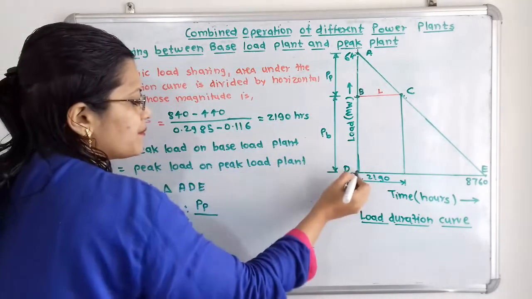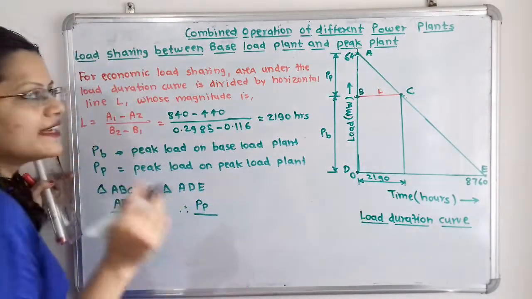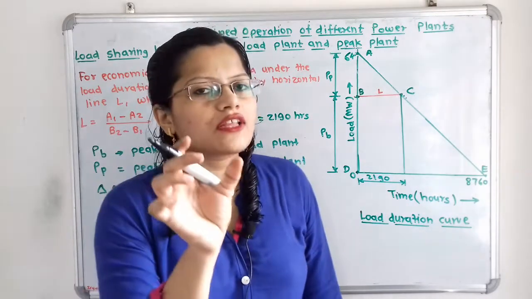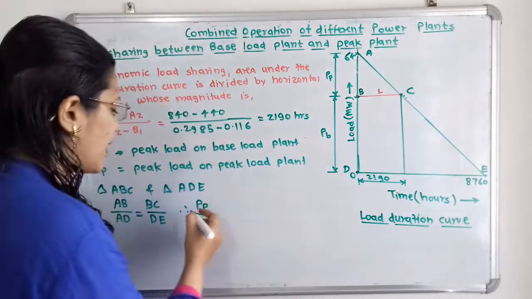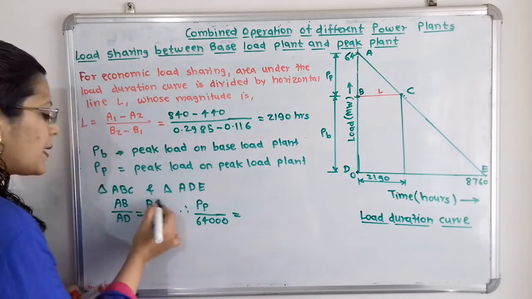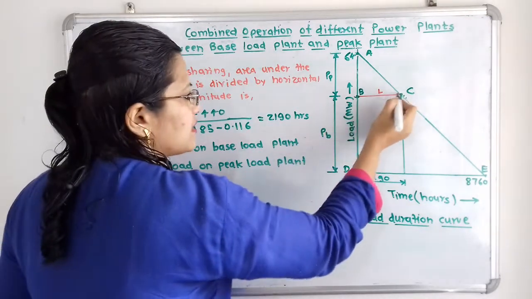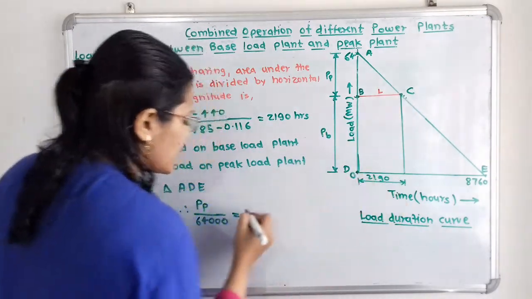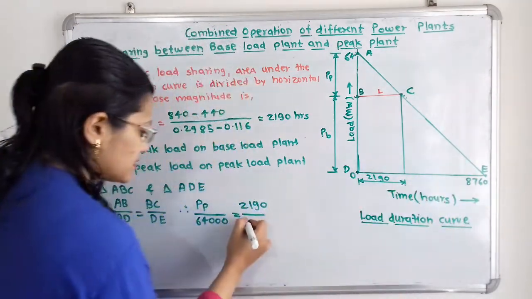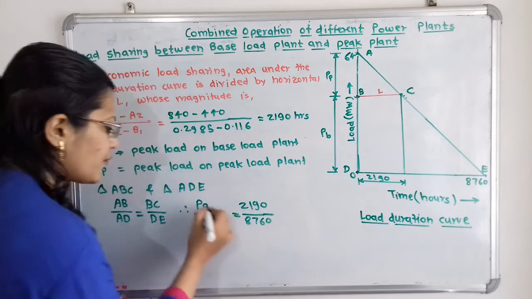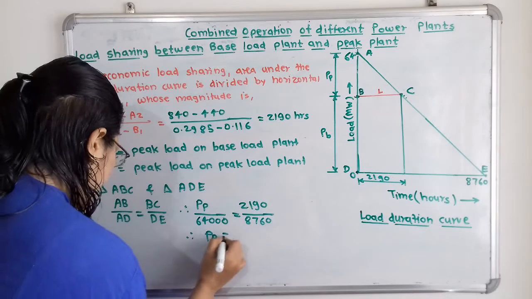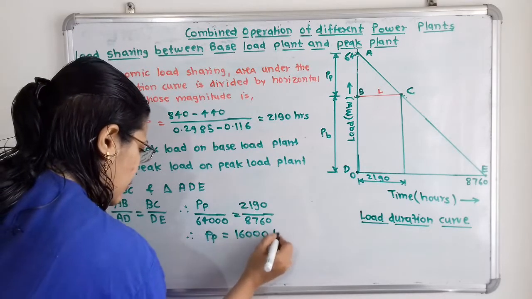So A to D, this vertical line, load is given in megawatt. So we will write here kilowatt because all the costs are given in kilowatt. So I will write here 64,000 kilowatt, which is equal to BC. This BC is nothing but L and it is given in hours, 2190, divided by DE, that is 8760. So when we solve this, we will get PP equal to 16,000 kilowatt.